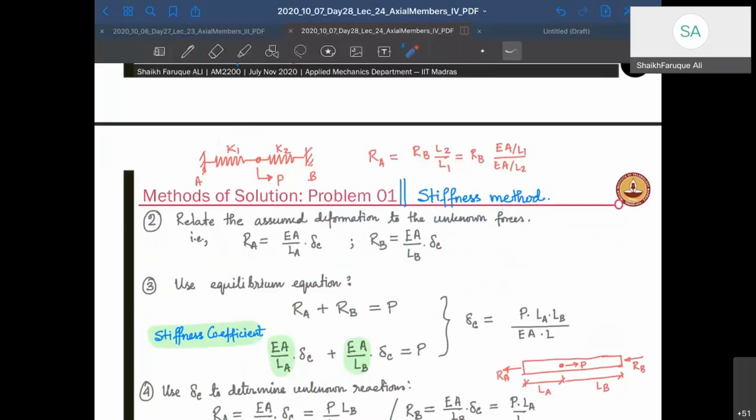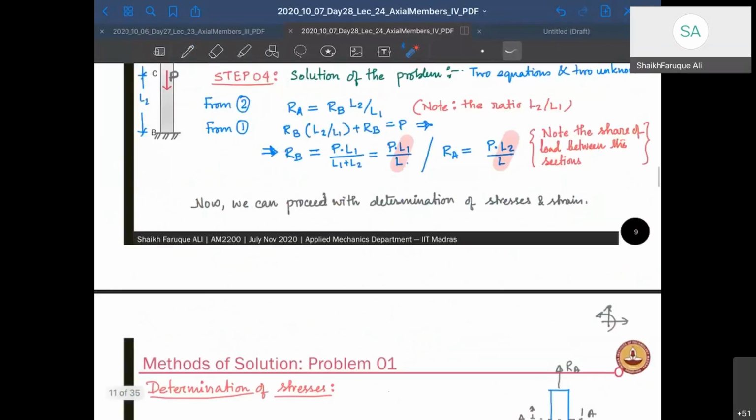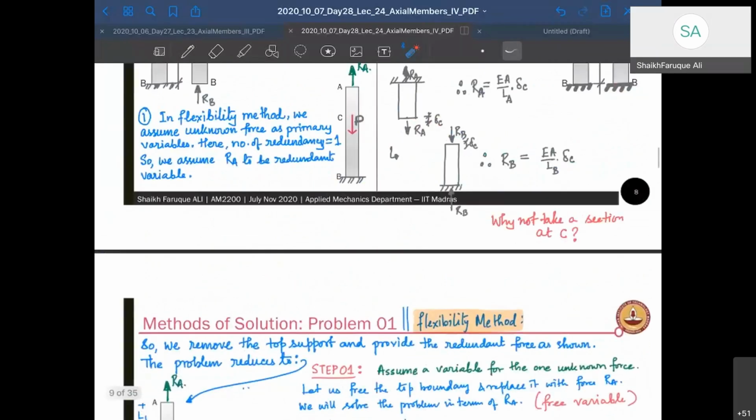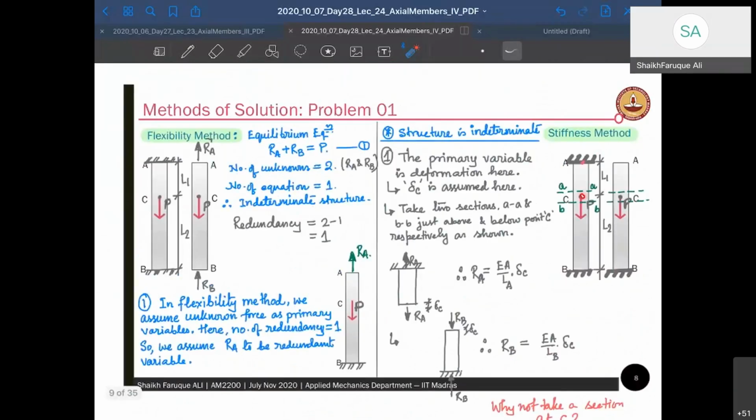We said in the problem before that we'll assume there is a small deformation at C, that is delta C, and it is the free variable in our stiffness case, right? For this delta C to happen, RA has to be EA by LA delta C, and for this delta C to happen, RB has to be EA by LB delta C, right? We have understood this from the free body diagrams.